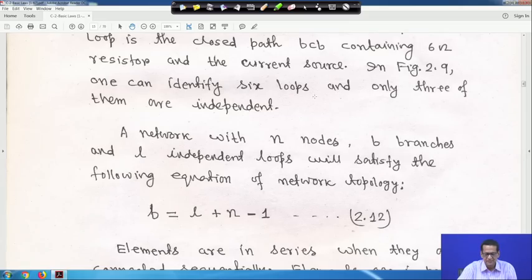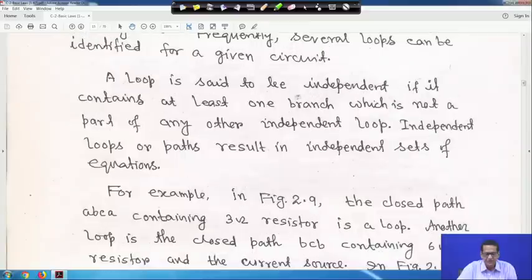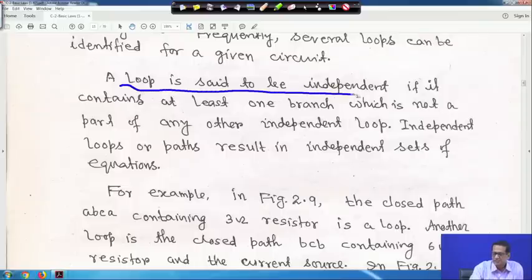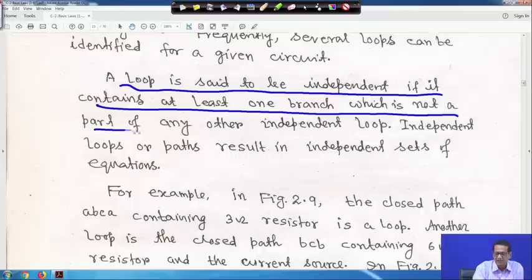The question is, a loop is said to be independent if it contains at least one branch which is not a part of any other independent loop. That means at least one branch should be there which cannot be part of the other independent loop. Although you will get 6 loops, only 3 loops will be independent.